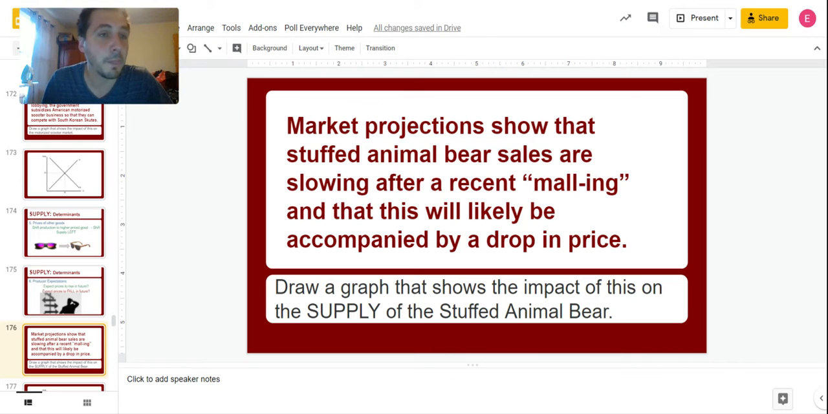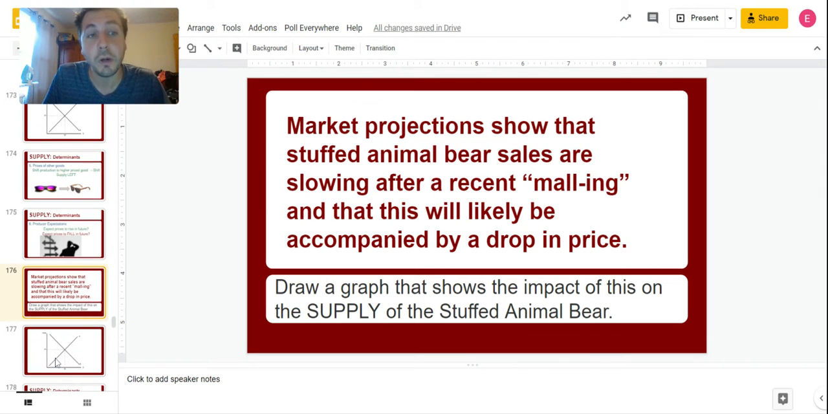What's going to happen? Okay, so I expect animal bear sales to start slowing. I expect the prices to fall in the future. What am I going to do now? And we're not assuming that they're producing up in stock and everything like that. Prices are higher now than they're going to be later. What am I going to do? I want to sell them at that higher price to make more profit. So I'm going to produce more now.